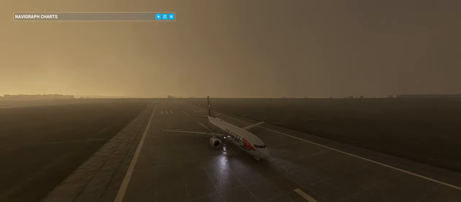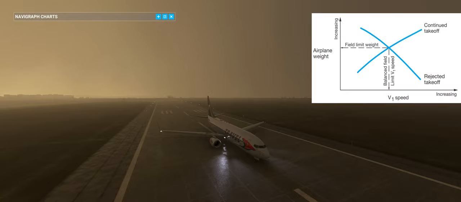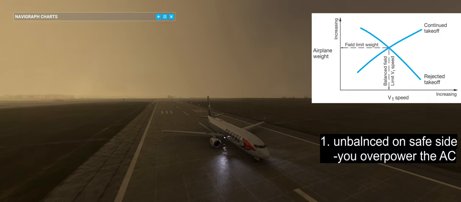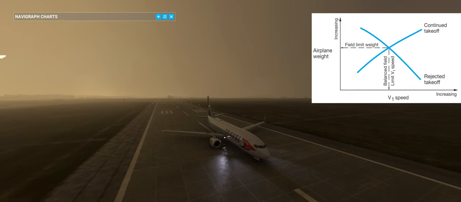What are we going to do if we have such a long runway? If we have a long runway, we try to make a balanced takeoff. What does balanced takeoff mean? We have unbalanced takeoff and balanced takeoff. Unbalanced takeoff is basically a takeoff on the safe side. That means we didn't reduce thrust and we take off very rapidly, and our accelerate-stop distance available, this is important, is far more than the takeoff run, or let's say the takeoff distance available.